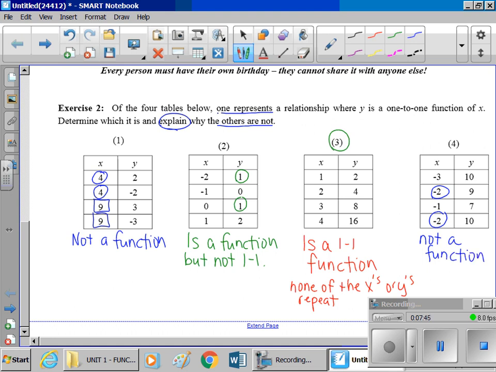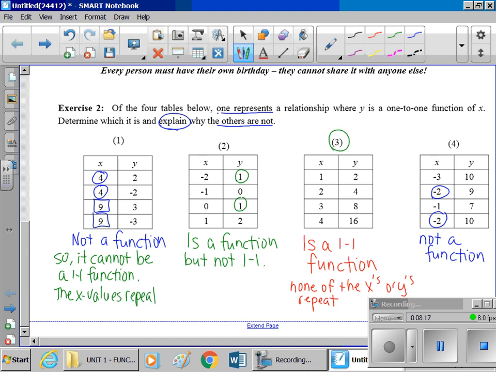So it says to explain why the others are not. So this one is not one-to-one because it's simply not a function. So it can't be a one-to-one function. Not a function, so it cannot be a one-to-one function. And I'm going to put here the x values repeat. That's why it's not a function.